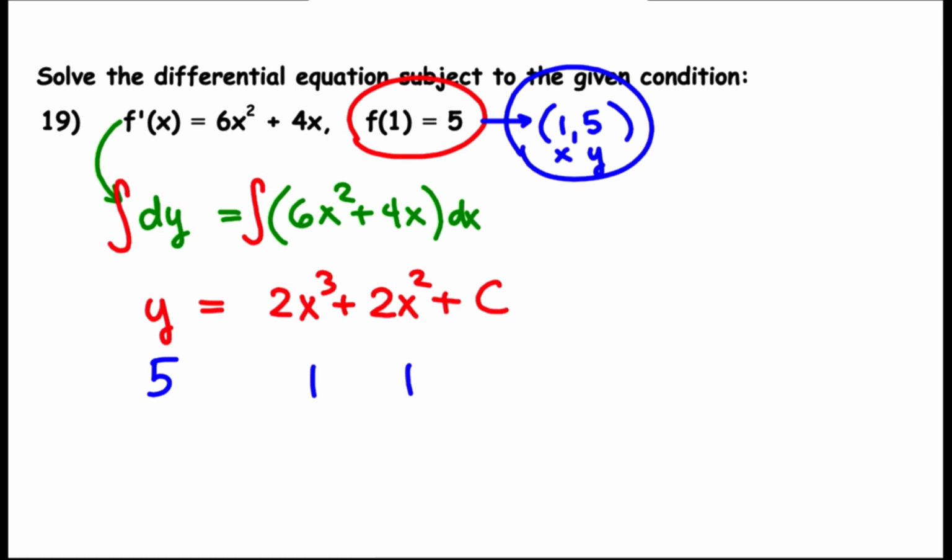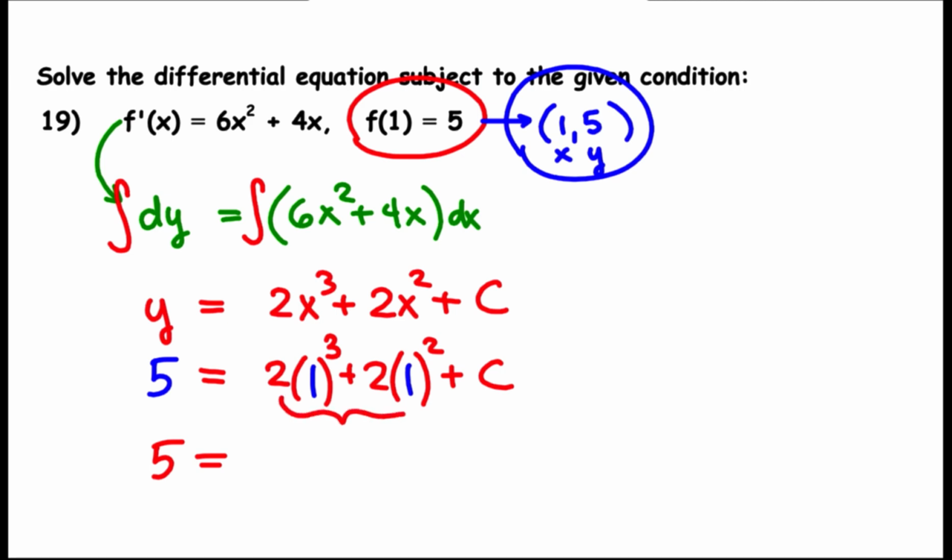All right, so you're going to get 5 equals, let's see, this is 2 plus 2, that'll be 4, plus C. C is going to be 1. So this is the answer actually right here. I'm just going to rewrite it over in this open space, but instead of plus C, it's plus 1.